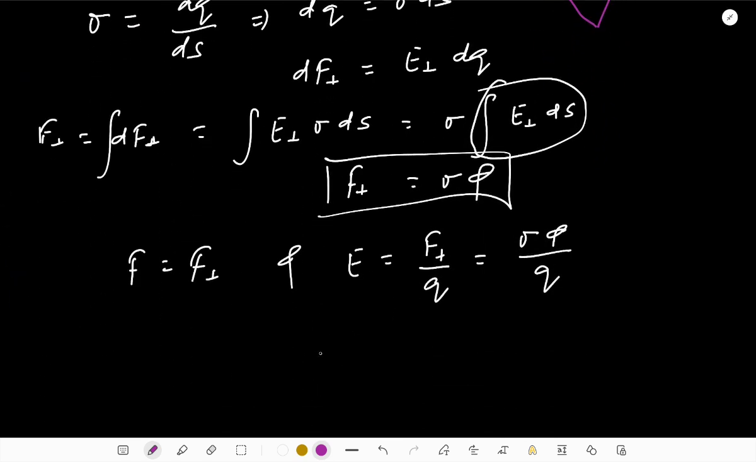You are going to get the electric field, and that is sigma times flux, which is q by 8 epsilon naught, divided by q, and the result is nothing but sigma by 8 epsilon naught, and that's your answer. You watch it again and again and you will know what I'm trying to say.